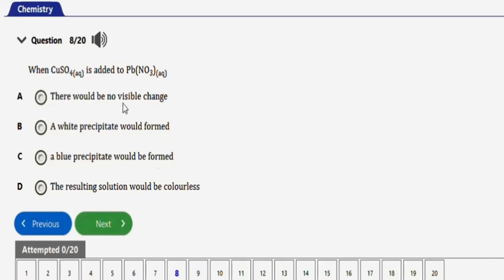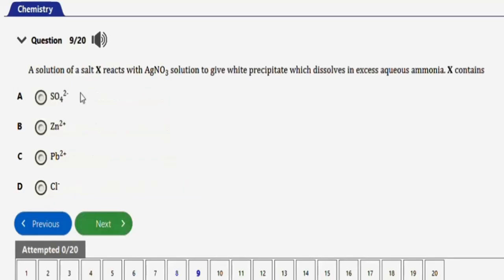Okay, next question will be this one. It says a solution of a salt X reacts with silver nitrate solution to give a white precipitate, which dissolves in excess aqueous ammonia. X contains... the right option will be option B, guys. Take note of this question, which is zinc ion.